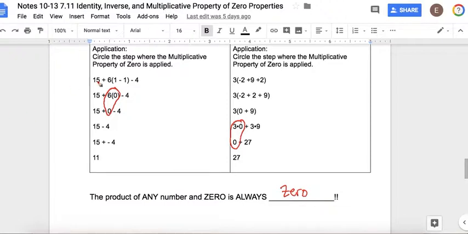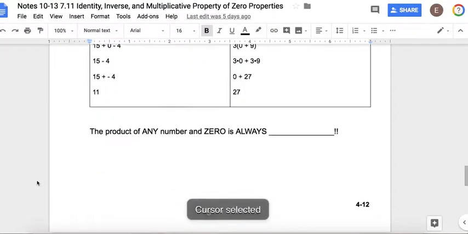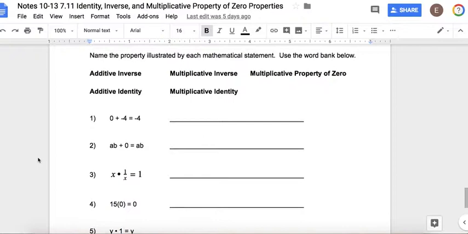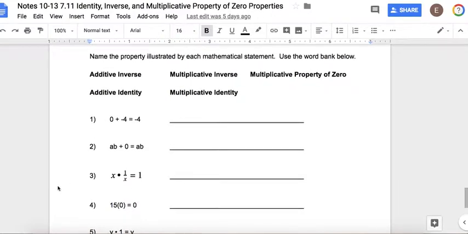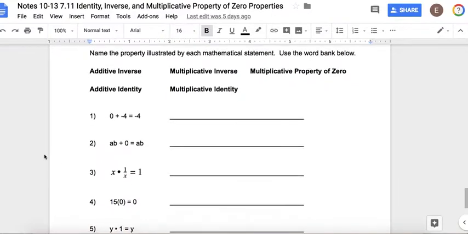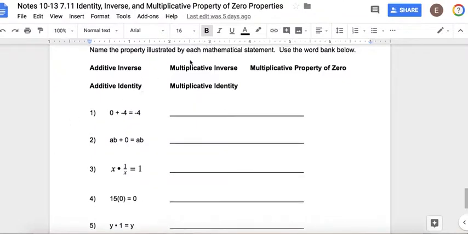Okay, if you want to try this next page on your own, then go ahead and pause the video and turn it back on when you're finished, and you can see how you did. So we're going to use the word bank to name the property illustrated by each mathematical statement.